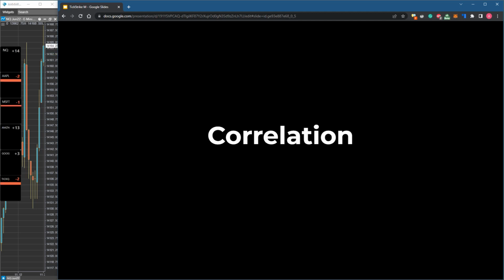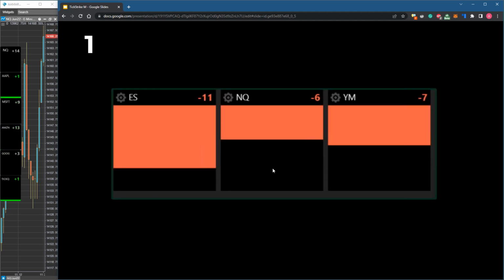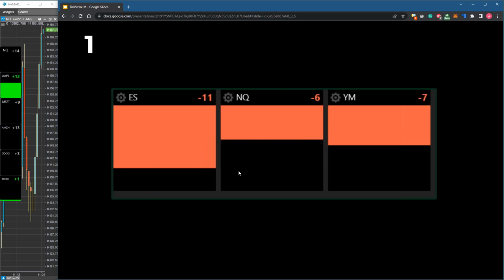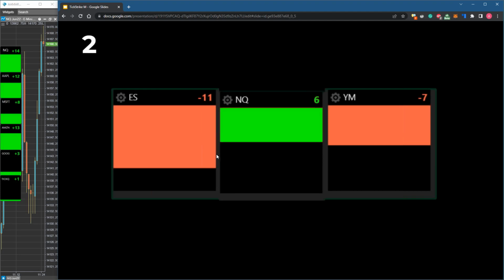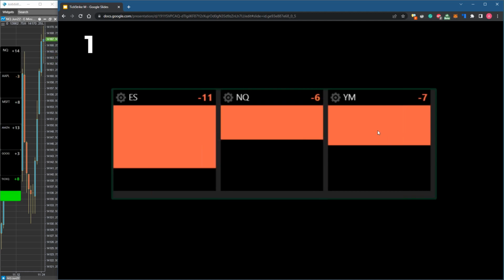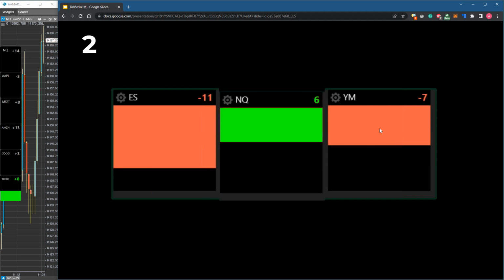All right, let's go through this stuff. So, correlation. I've got a really simple question for you, and hopefully you can answer this for me. We've got 2 scenarios here. Scenario 1, where we have the ES, the NQ, and the YM all showing red, and scenario 2, in which we have the ES and the NQ showing some green, and the YM. Out of these 2 scenarios, where do you think we're likely to see the greatest momentum in one direction? Is it scenario 1? Or is it scenario 2?